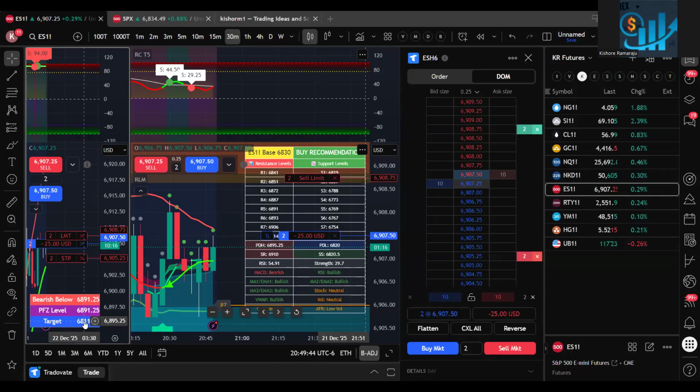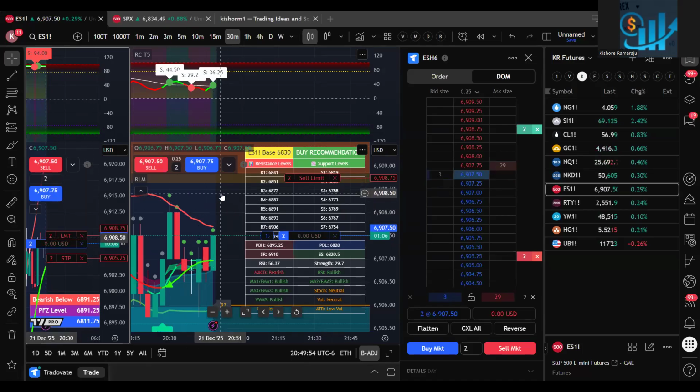And I hope the process is clear for everyone. We are looking at two different time frames because the quality of signals in a higher time frame is always much stronger compared to smaller time frames like 3 minutes or 5 minutes. So we always look at the higher time frame to understand the overall direction of the market, and then you take the actual trades in the lower time frame.